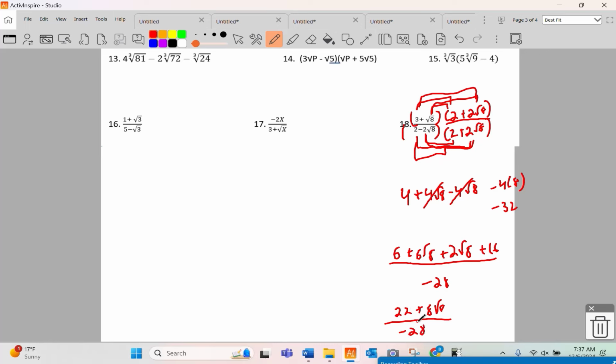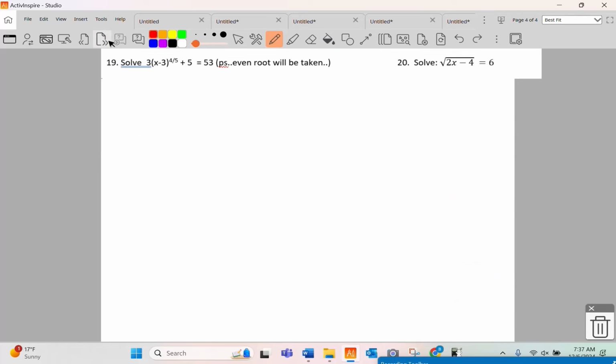All right, so what does everything have in common? It's divisible by at least 2. And we're going to move the negativity up top. So we're actually going to divide everything by negative 2. 22 over negative 2 is negative 11. 8 over negative 2 is minus 4. And then negative 28 divided by negative 2 is 14. And that's number 18. The last one I'm going to do is going to be 20.